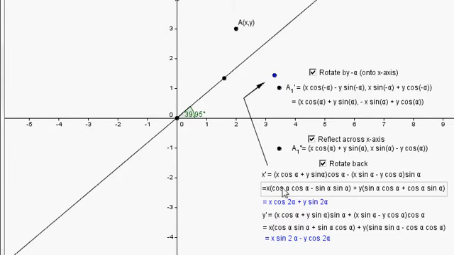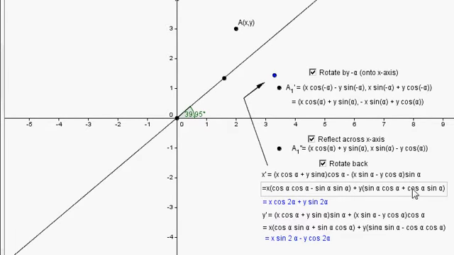I can distribute and group things. If I put the x's together, I get x times cosine alpha out of this first piece. And if we look over here, we have an x with a minus sine alpha. So I get x times cosine squared alpha minus sine squared alpha. This is actually the addition formula for cosine. So alpha plus alpha, I get x times cosine of 2 alpha.